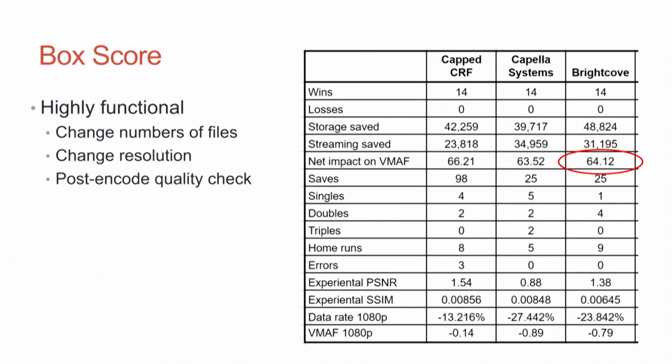And what we saw with Brightcove, again, 14 wins. Storage save was the highest we saw so far. Streaming save was a little bit lower. The impact on VMAF was 64, higher than Capella. Had the most home runs. Reduced the top bitrate for the 1080p clip by 24% with a VMAF reduction of under 1 point. So again, 25% of the data rate is gone. Very little noticeable difference to any viewer.